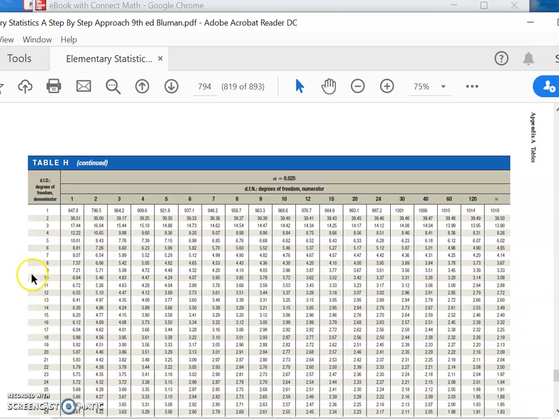But in this case, for this particular test statistic, the F value, there are 2 degrees of freedom that are of interest. This is the degree of freedom of the denominator. This is the degree of freedom of the numerator. Okay? All right? So it says right there, numerator.